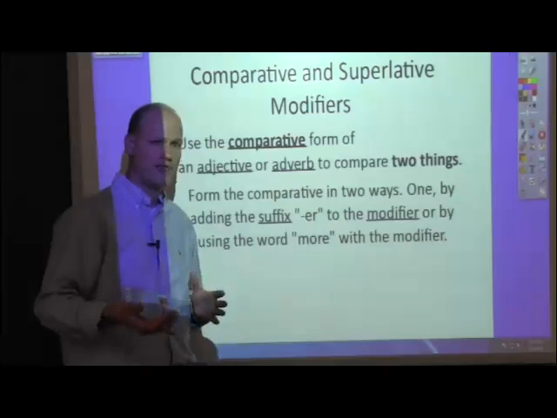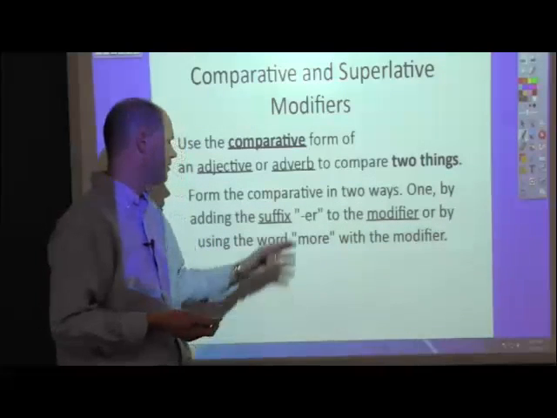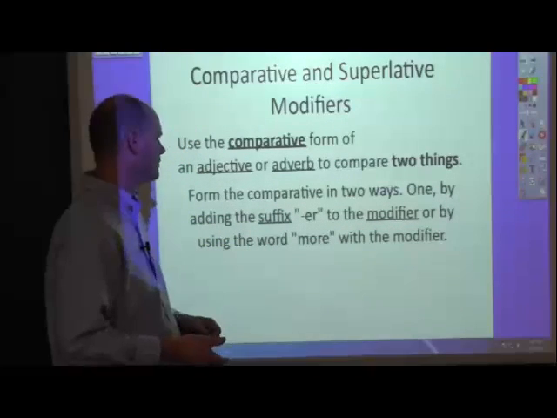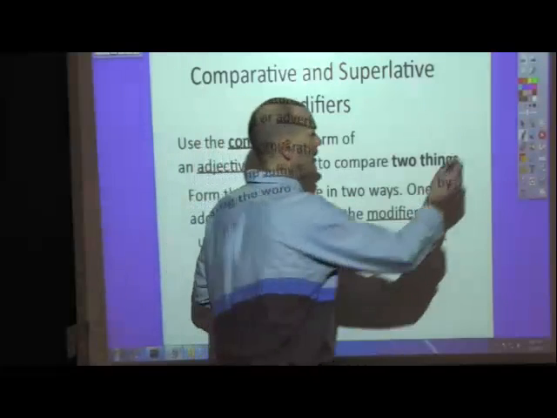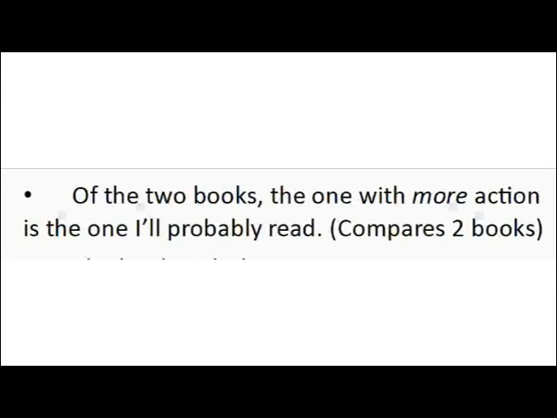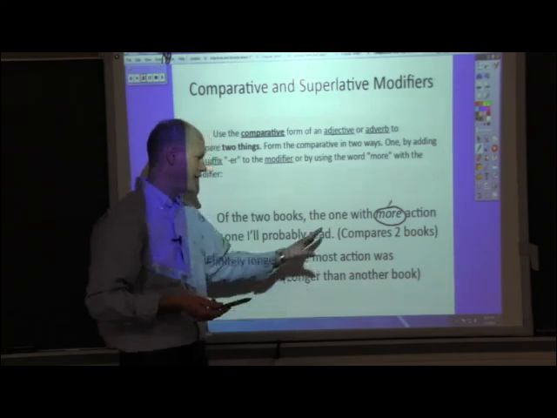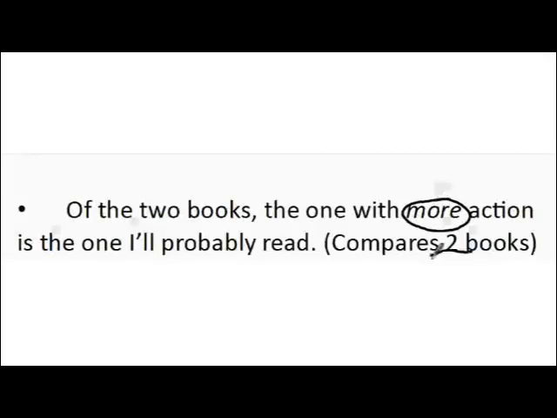So when you have two things, you're going to use the comparative, which is using the word more or adding er to it. Here's some examples. Of the two books, the one with more action is the one I'll probably read. So you found the word more, that is the comparison, and it works in this one because you have two books.